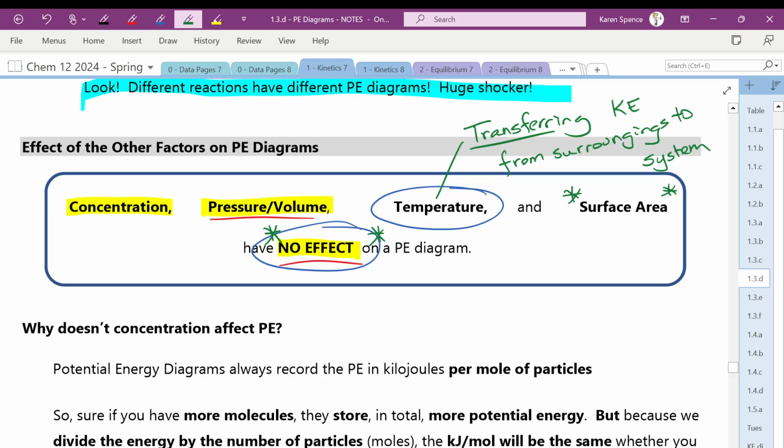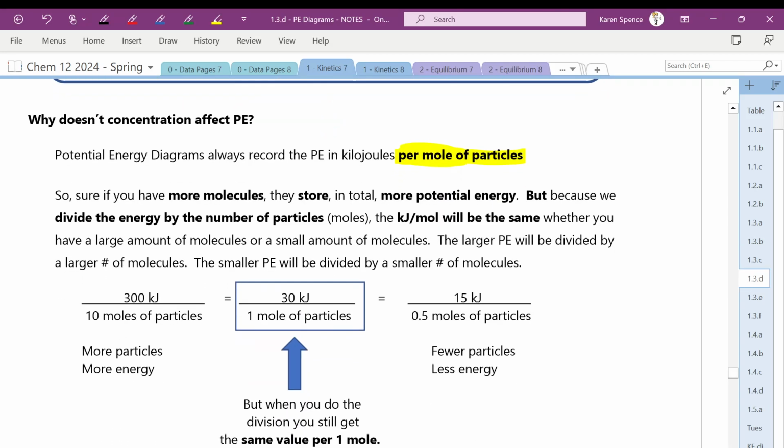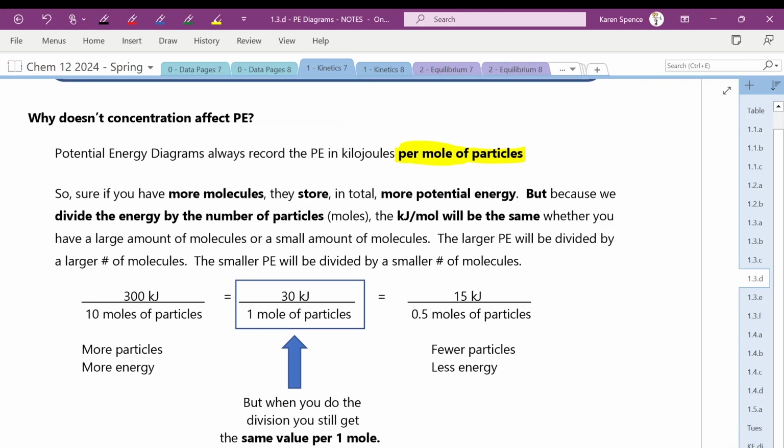So one thing to note, why do any of these things not affect it? Really, it's because it's always kilojoules per mole. So we always have that ratio there. You could think of it as kilojoules per molecule as well. So it always remains the same. If I have 300 kilojoules per 10 moles, that's 30 kilojoules per 1 mole. That's 15 kilojoules per 0.5 moles, but it all works out to 30 kilojoules per mole. So that's why concentration doesn't affect it.